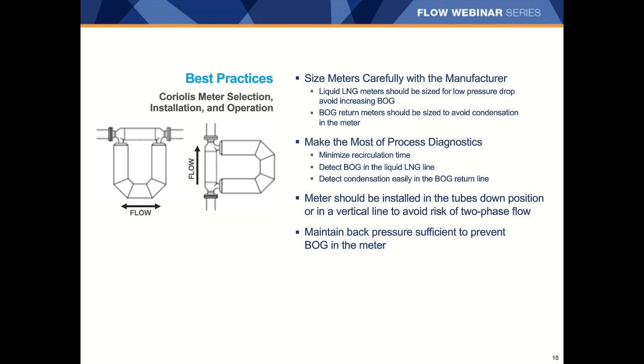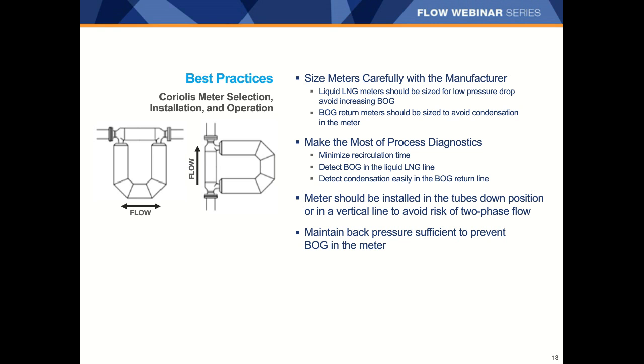Along those same lines, maintaining sufficient back pressure on the fluid in the line will also help eliminate vapor in the meter and improve the measurement that way. Any vapor bubbles that do pass through the meter will be compressed to a smaller volume fraction of the flow stream at higher back pressure.